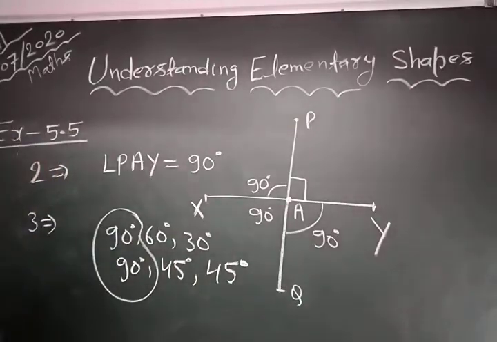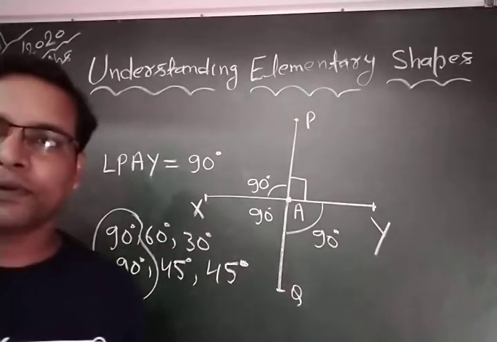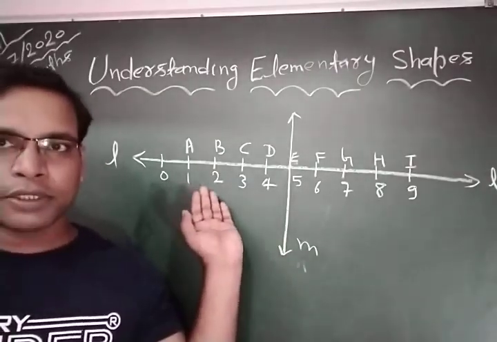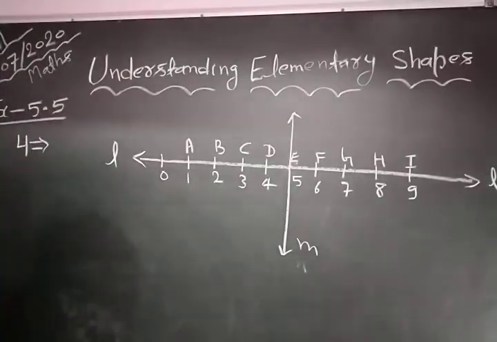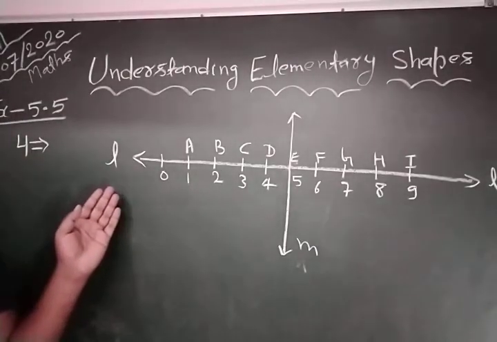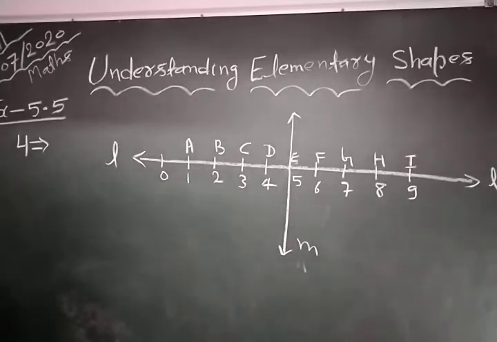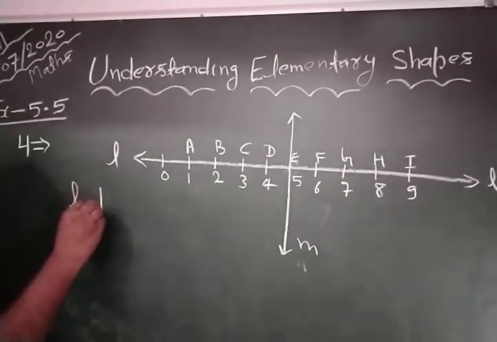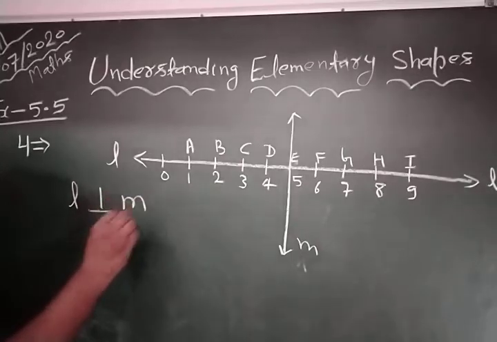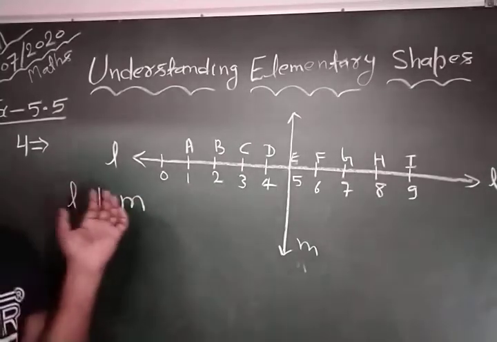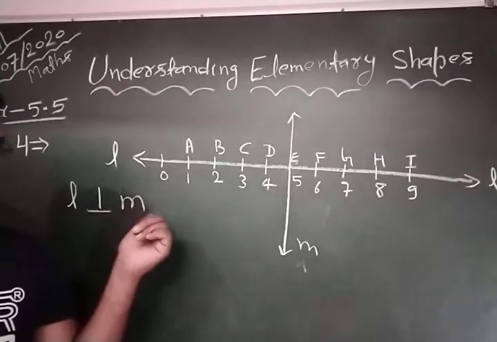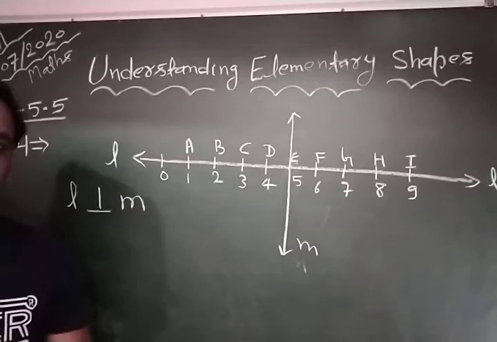Okay. Now we are going to discuss question number 4. Here this diagram is given. Question number 4 says study the diagrams. The line L is perpendicular to line M. Here this is given. Line M is perpendicular to line L. Both are perpendicular to each other.